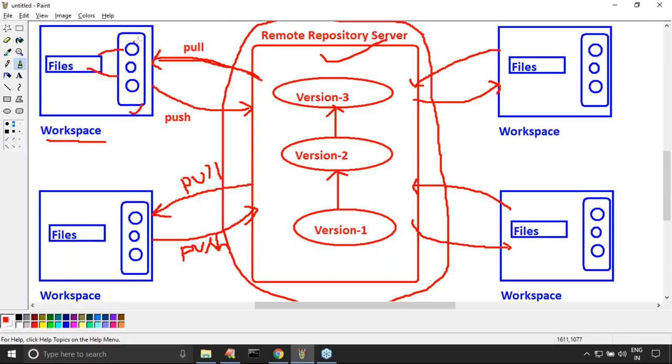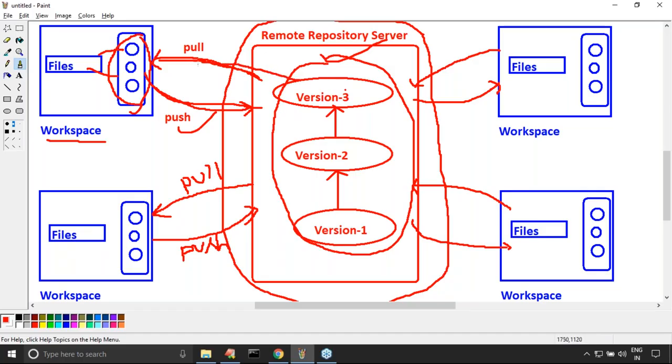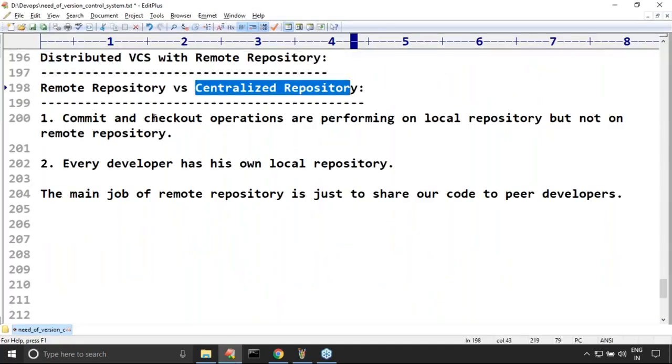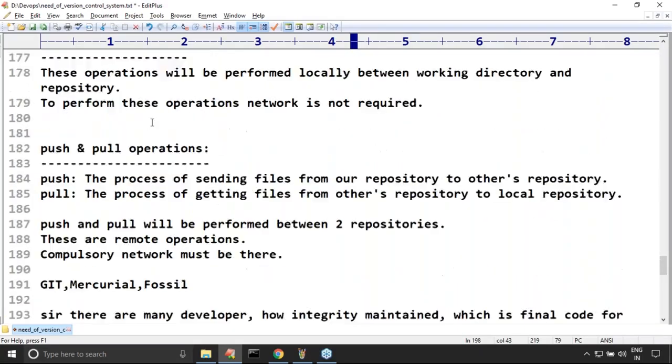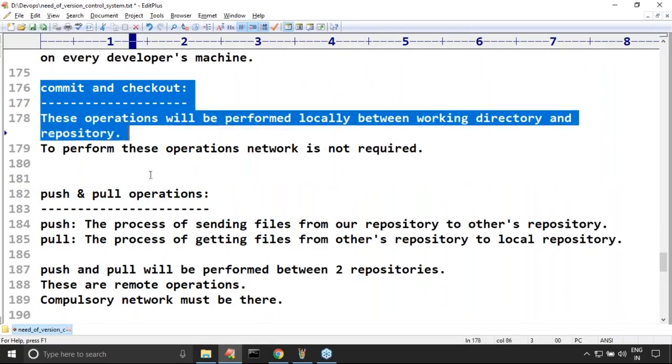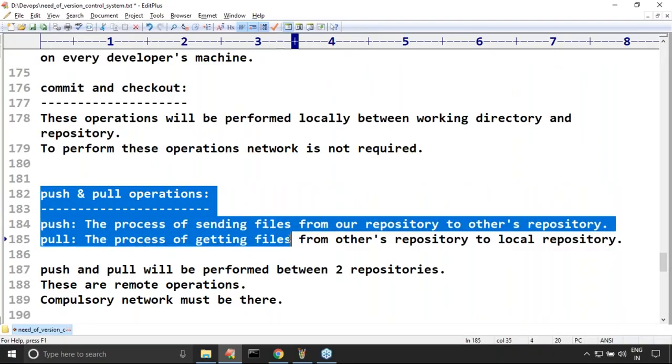To merge our local repository with the remote repository, we use the push operation. To get the remote repository's changes and merge them into our local repository, we use the pull operation. Clear? Checkout and pull, commit and push. Nirmal, I already told you. What is the difference between commit and checkout, and push and pull operations?